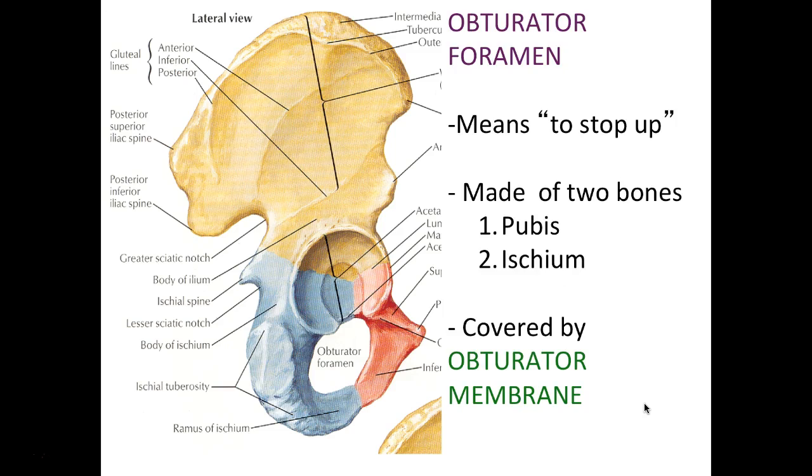And we have a hole here, so we're going to use the term foramen. Foramen means hole, but obturator means to stop up. And that's because we have a membrane. That's the hole there, but the membrane kind of goes across like this. This obturator membrane stops up or closes up this hole. So the obturator foramen is created by two bones. You can see it's kind of encircled by the pubis and the ischium.